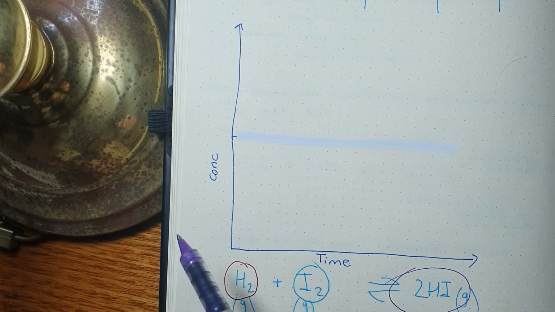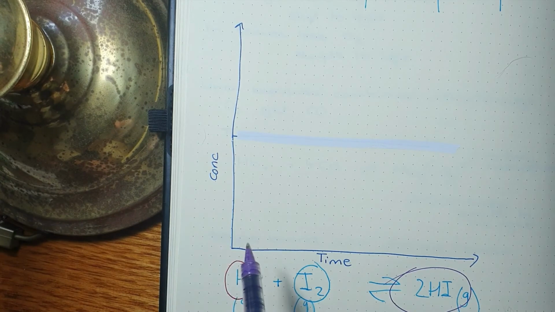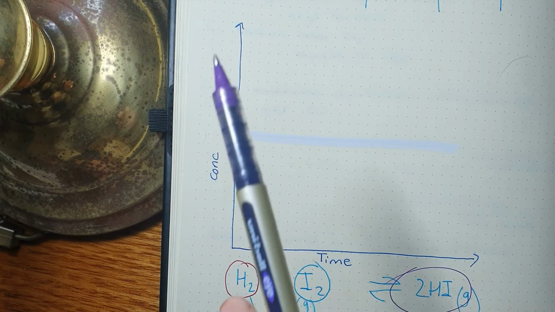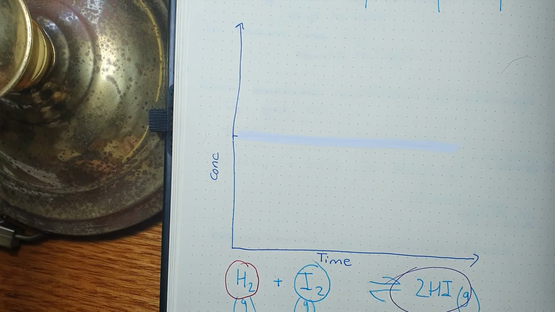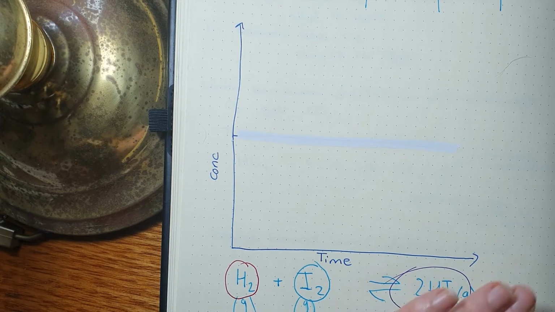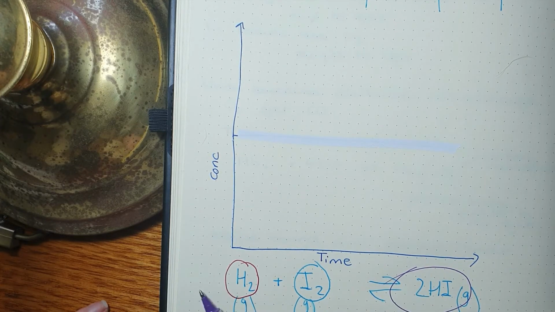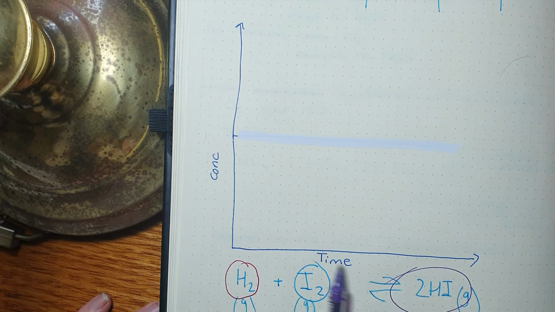So I've color coded this. I've got my concentration on this axis, and I've got my time on this one. I'm doing this experiment with hydrogen gas and iodine gas, and I get hydrogen iodide gas. They're all in the same state, so I don't have to worry about any weird and wonderful ones, because they're all just in this big vessel doing their thing.